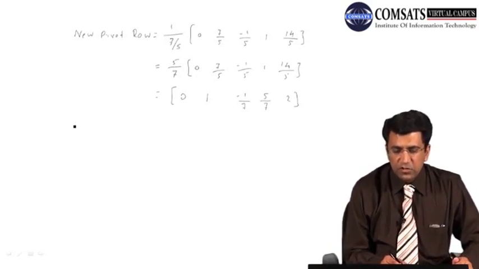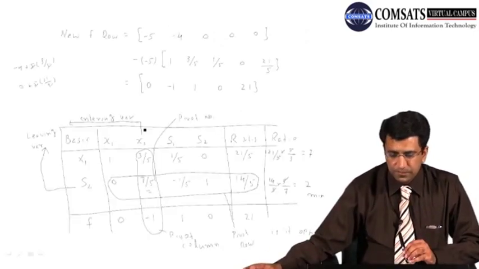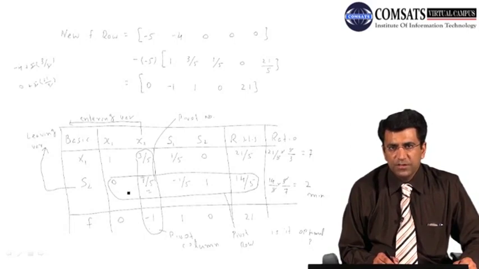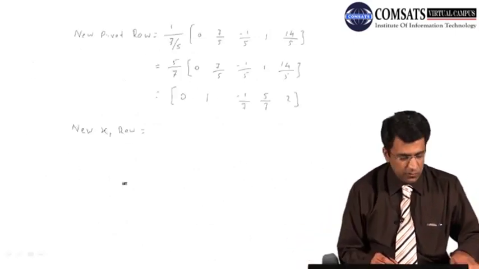We will again find the new rows other than the pivot row, that is, we'll have to find out the new x1 row. Okay class, if we refer to the previous table, this is our pivot row. We have computed the new pivot row to replace this old pivot row. Now further we'll have to find the two non-pivot rows, that is the x1 row and f row. So that's why we will compute the value of the new x1 row.